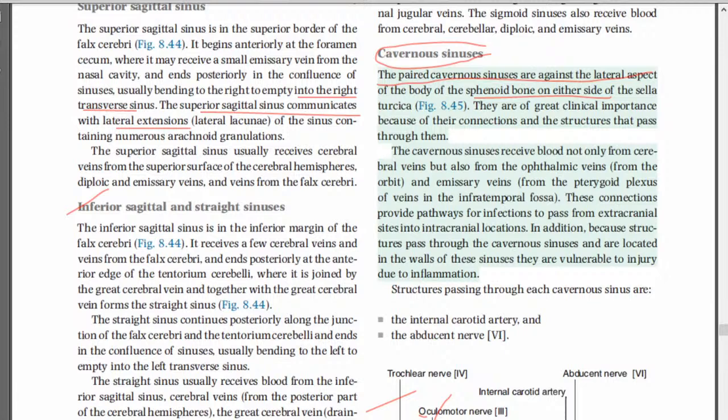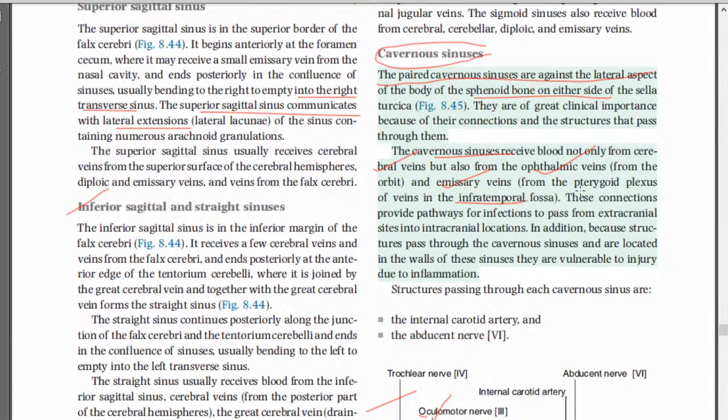So as we first studied, the paired cavernous sinuses are against the lateral aspect of the body of the sphenoid bone and the sella turcica. They are of critical importance because of their connections and the structures that pass through them. The cavernous sinuses receive blood not only from the cerebral veins but also from the ophthalmic veins and emissary veins from the pterygoid plexus of veins.